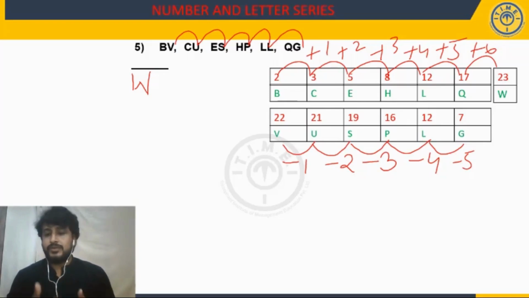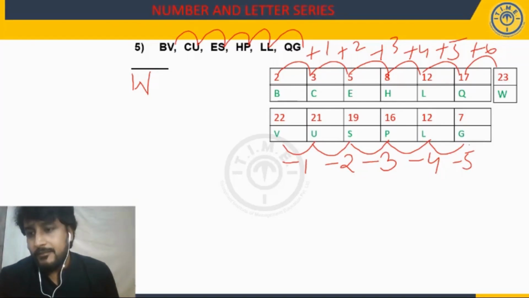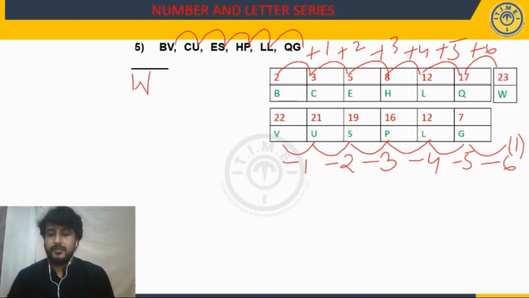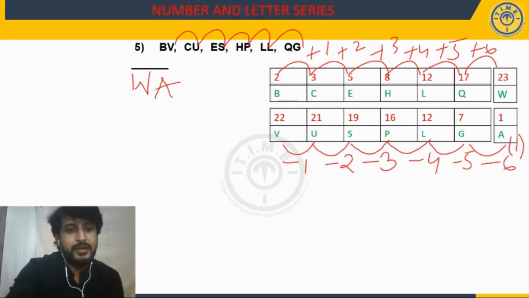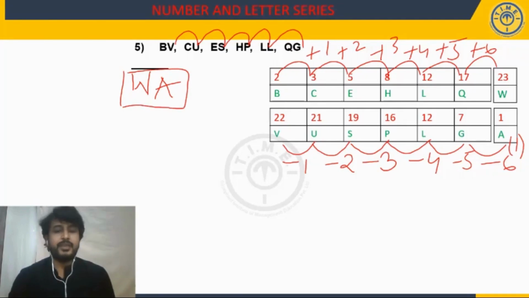So minus 1, minus 2, minus 3, minus 4, minus 5. What will be next? Minus 6. 7 minus 6, 1. Which letter place value is 1? A. So our required answer is A. Okay, so answer is W, A. So please take a note of the logic.